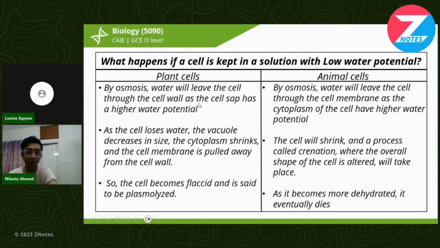For a plant cell, water will leave the cell through the cell wall, as the cell sap has higher water potential. As the cell loses water, the vacuole eventually decreases in size, the cytoplasm shrinks, and the cell membrane is pulled away from the cell wall.